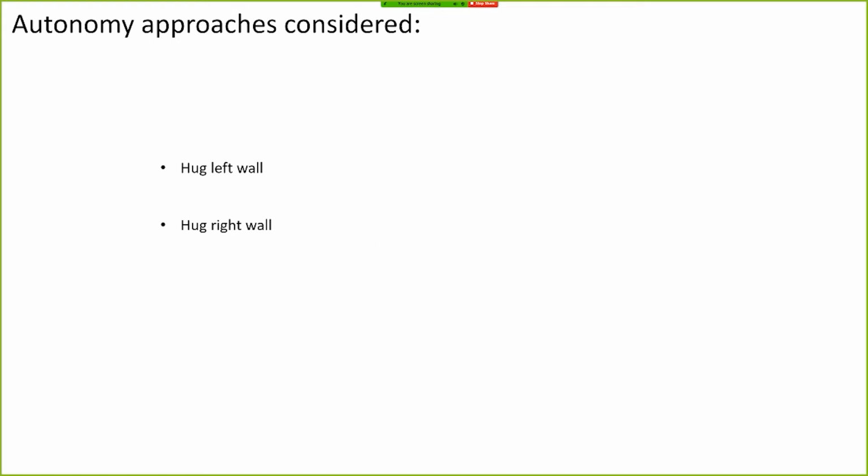For the autonomy approaches, we found we had basically 2 choices, whether to hug the left or the right wall, and we chose the left. The craft will essentially follow the left wall until no wall is present, in which case it turns left, or until a left and front wall are present, in which case it turns right.